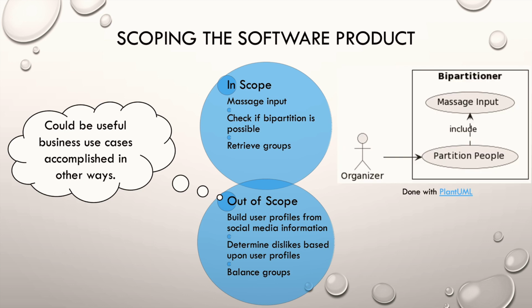At this point, you are ready to produce the matching use case diagram, which is shown on the right. It visually depicts the in-scope features of your product, and notice that the scope is delineated by this rectangle. By the way, this diagram was generated by the PlantUML tool, and you may find the source code for this image in the GitHub repository of this YouTube channel.